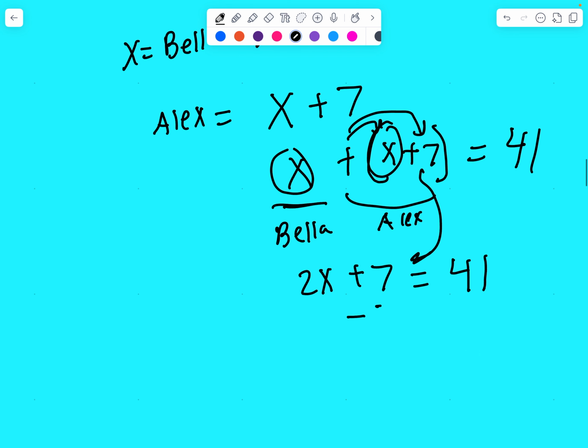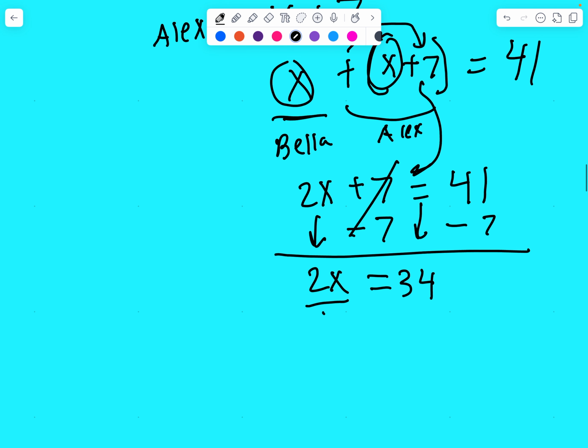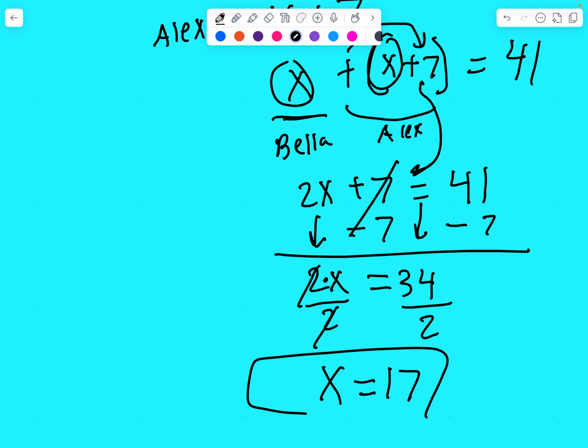I'm going to minus both sides by 7 to find out what x is, because remember, x is my unknown, and I want x alone. So 7 minus 7 is 0. Just bring down the 2x. Bring down the equal sign. What's 41 minus 7? That would be 34. All right? Divide both sides by 2. And the reason I'm doing that is because I have 2 times x, and I don't want that. So that will cancel out, and I got x is equal to 17. Right? And we know that x is Bella's age. So Bella is 17 years old.